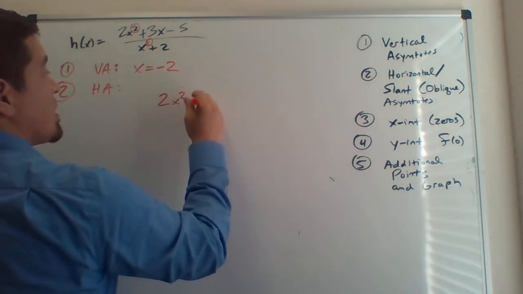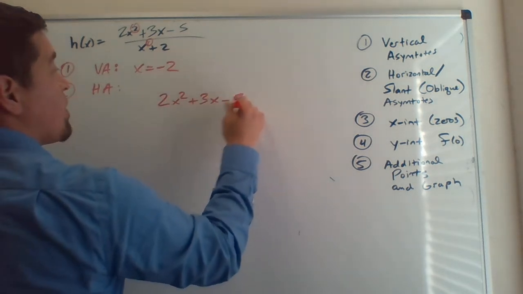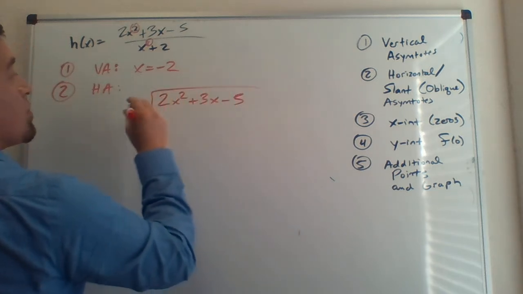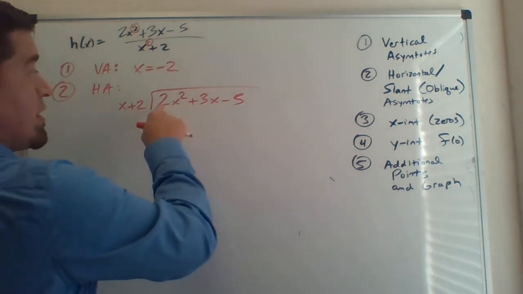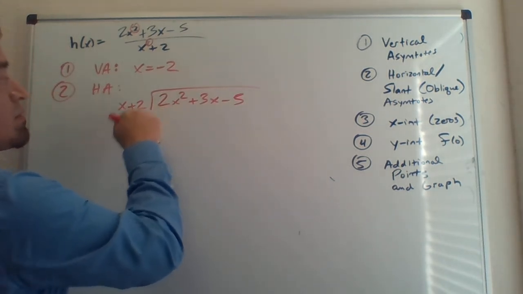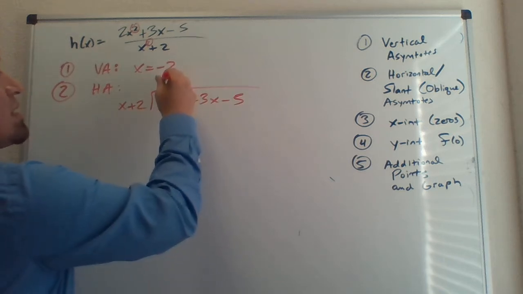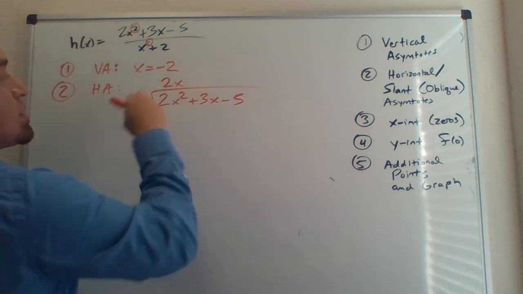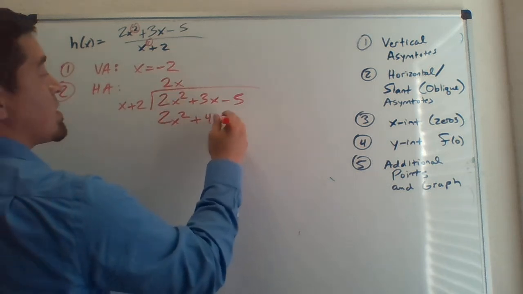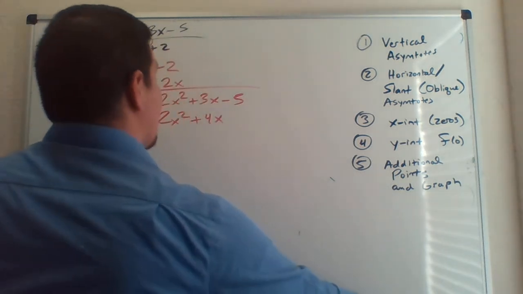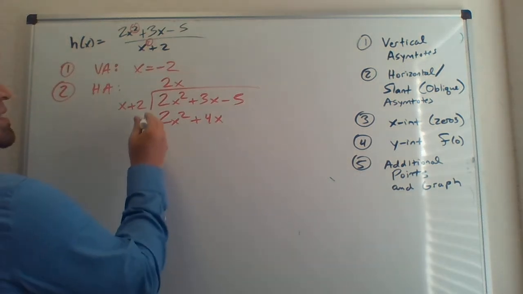So we're going to divide 2x² plus 3x minus 5 using polynomial long division. So we're going to go ahead and carry this out. So how do we do this? We're going to divide the lead term by the lead term. So 2x² divided by x is actually 2x. 2x times x is 2x². 2x times 2 is 4x. And then you would go ahead and change the signs of these.